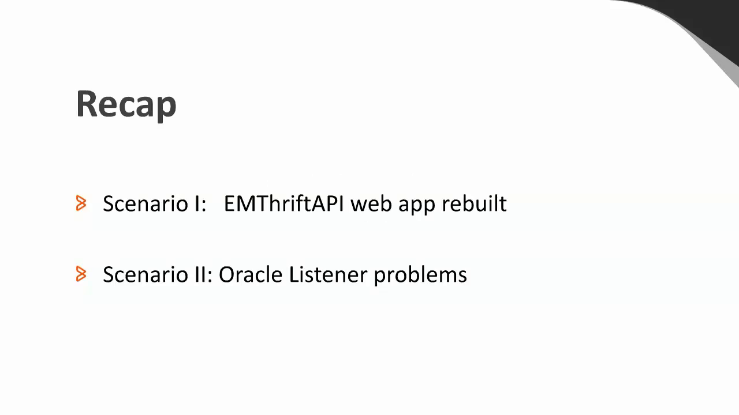Let's see a small recap about what we discussed during the demo sessions. In the first scenario, we found an issue in the Thrift web application, which we resolved by redeploying this web application after a restart of the web server. A quick reminder, the directory EM Thrift API should not exist in the webapps folder. You can back it up to another directory or simply delete it.